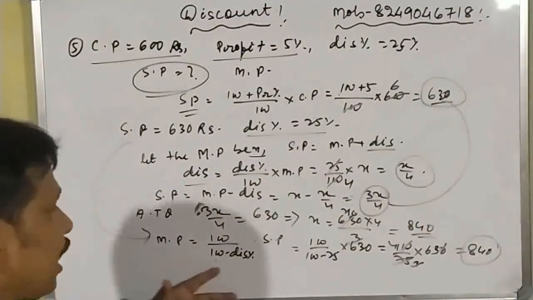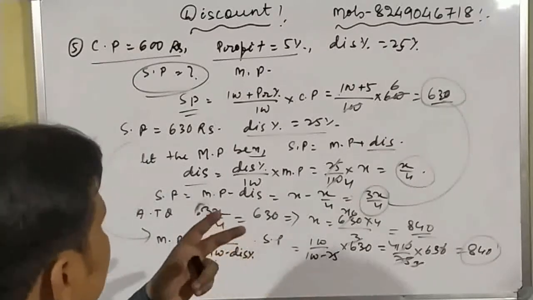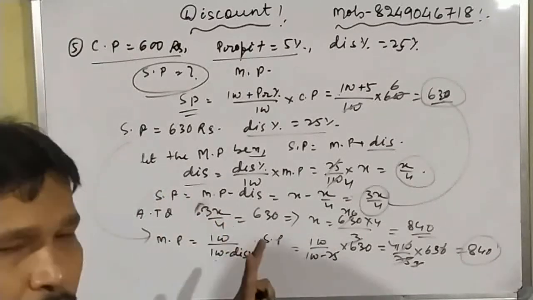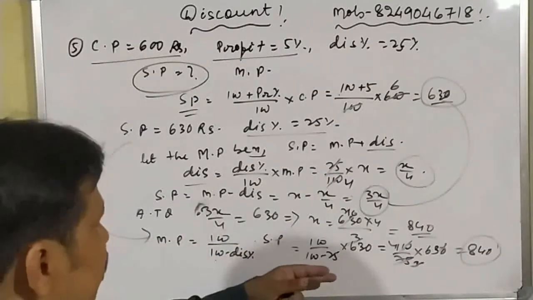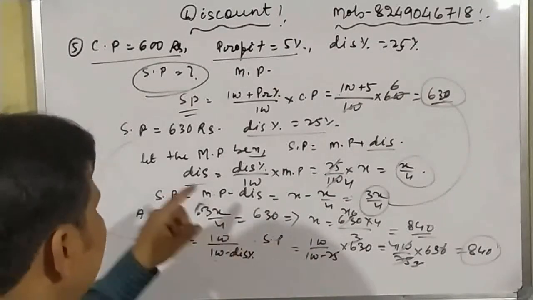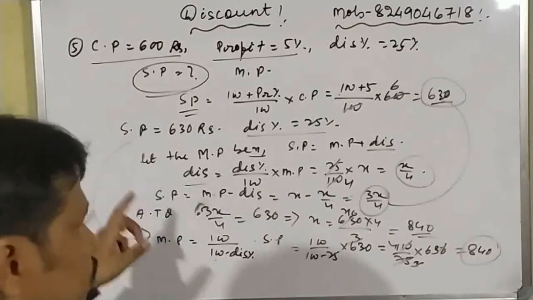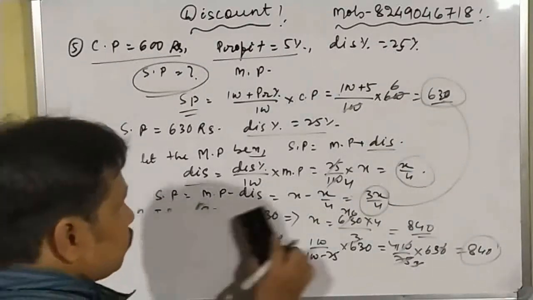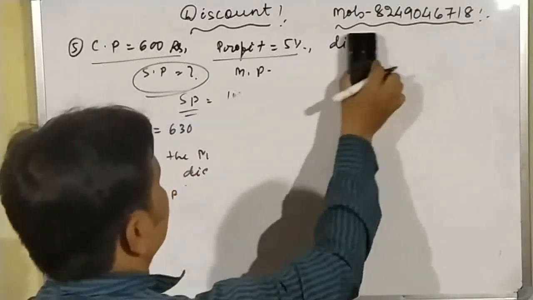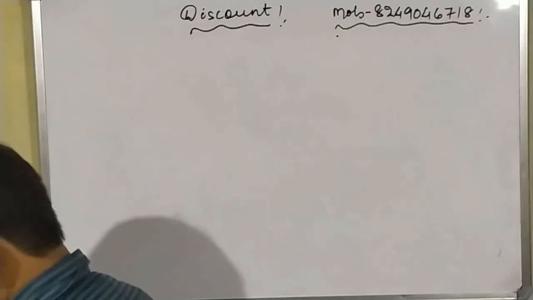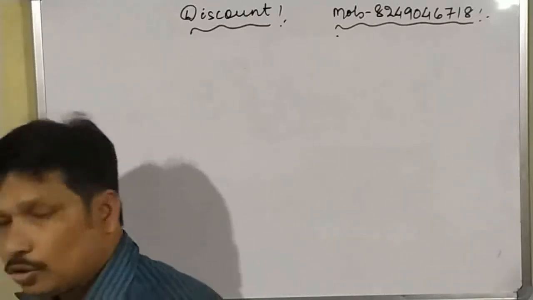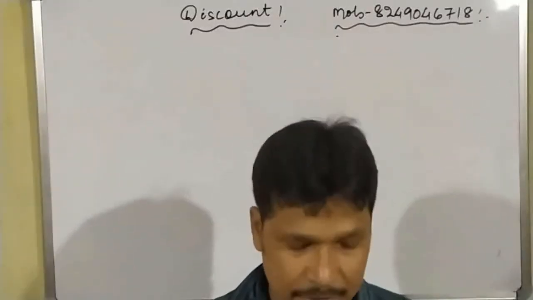So by using the direct formula you can find it out, and by this process also you can find it out. And if you think that the direct formula is difficult for you, then you can use this process also. Okay, no problems. Always, students, I am doing it with the normal formula and using the direct formula.